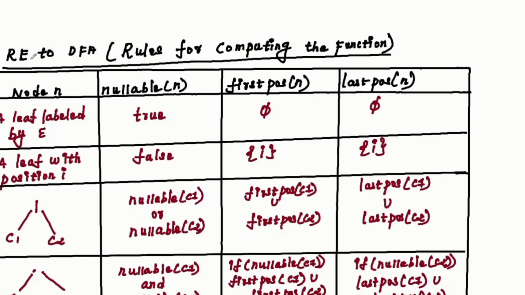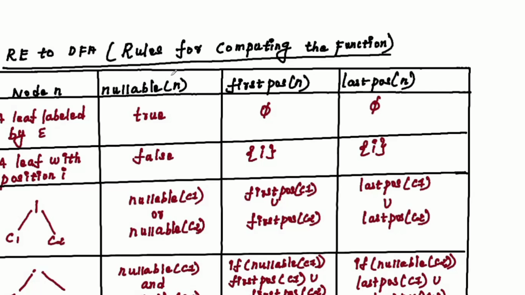The topic we are going to explore is the direct method of converting a regular expression to a DFA using syntax trees. We'll discuss the rules for computing the functions. This method involves computing three key functions for each node in the syntax tree: nullable of n, firstpos of n, and lastpos of n.